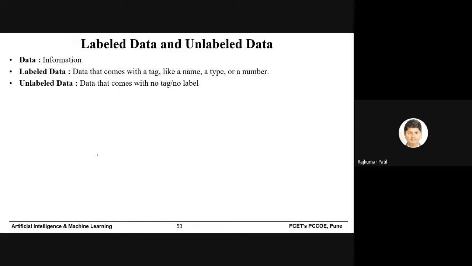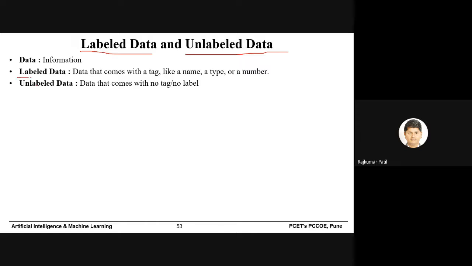Then unlabeled data means the data comes with no tag or no label. For example, a photograph is there and below that there is no name. Then data is there, but it is not labeled. A name is not given to it, or the identification mark is not given. Such data is called unlabeled data. And we need to develop machine learning models for both labeled data as well as unlabeled data.